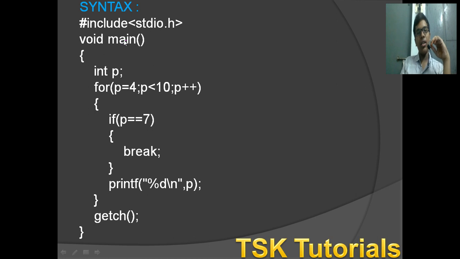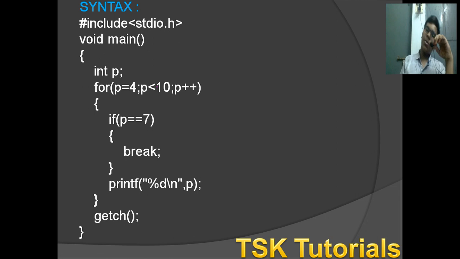Hash include stdio.h is the common header file. This is the main part. This is the identifier p, and int is the data type. This is the variable. I am going to apply the break in the for loop. We have discussed for p equal to 4. I have to start it at 4.